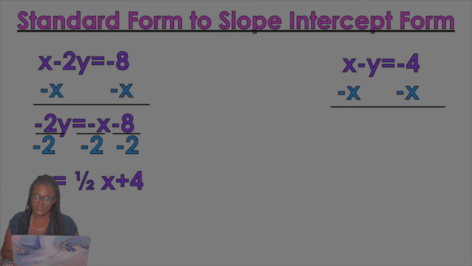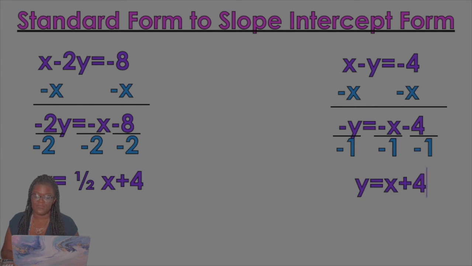Subtract x, negative y equals negative x minus 4. A lot of times, what y'all be doing is you forget that negative in the front. You have to divide by negative 1. Remember, negative divided by negative is a positive, so I'm going to get positive x, positive 4. It's example 7 and example 8.